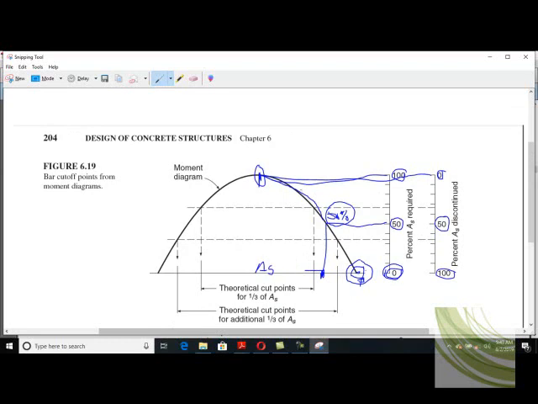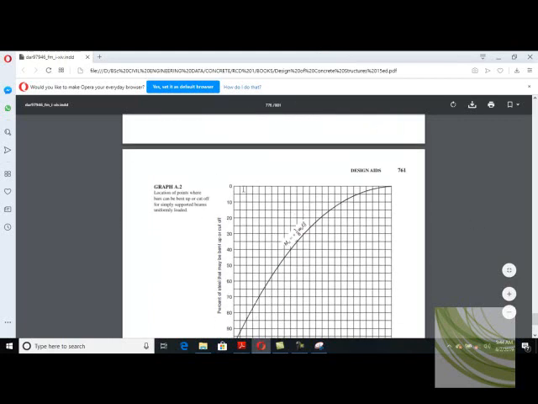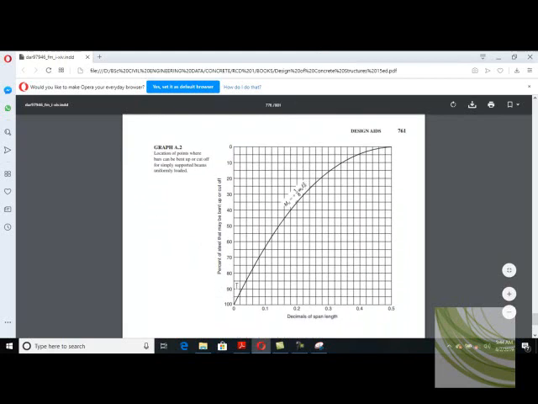And if this diagram is drawn on a scale, you can get the theoretical points. This diagram is for a simply supported beam, and that simply supported beam is subjected to a UDL. So you can easily get the theoretical cutoff points from this kind of chart. You can see it in this graph in the end pages of the Nilson book. This is a kind of scale diagram, and this is the percentage of bars which may be cut off at any point.